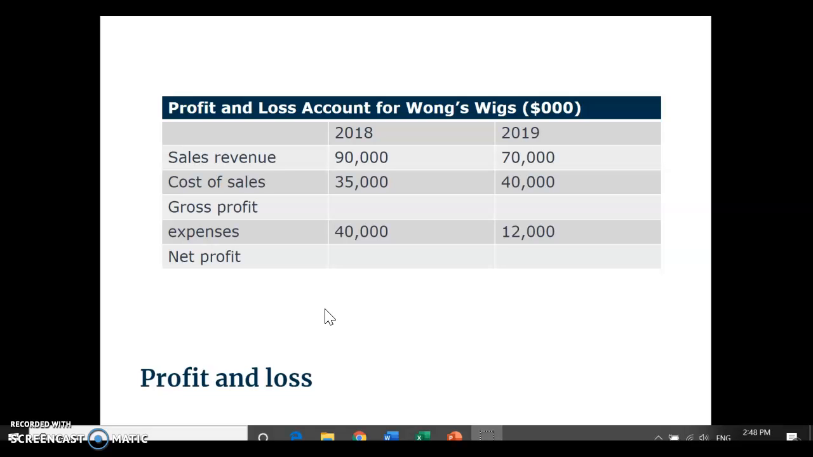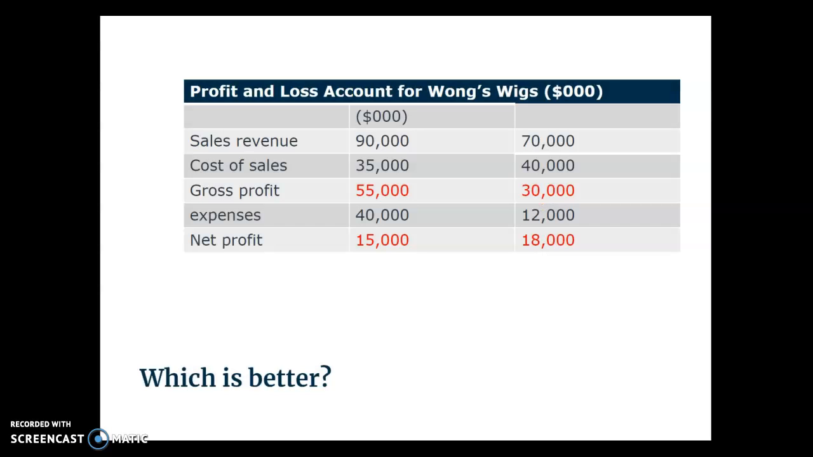Okay, time's up. So sales revenue minus cost of sales is gross profit. So that gives us 55,000 in the first year and 30,000 in the second. Net profit is gross profit minus expenses. So that gives us 15,000 and 18,000. Well, which one is better?